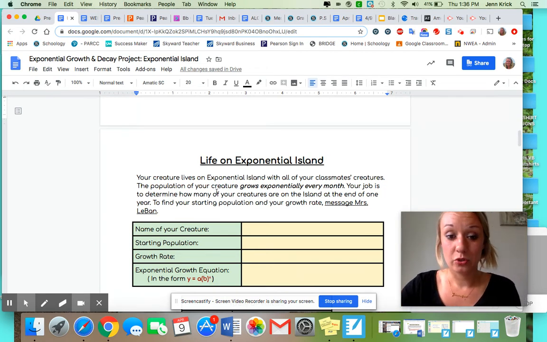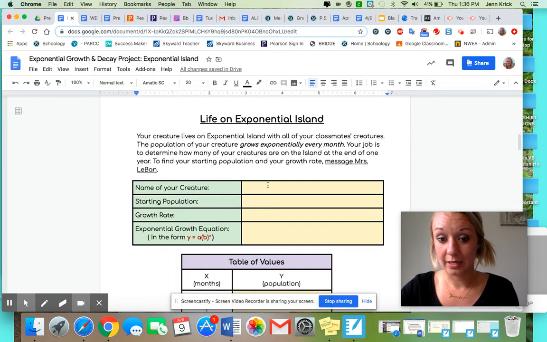All right, so to get started, notice that there are yellow boxes, so I should be putting in text here. Step 1, name your creature. This is me. I'm going to say Scott Levan. Starting population and growth rate: you need to message me to get that. There are different populations and different growth rates for every single person in class. So to get your starting population and your growth rate, you need to message me. You can't do anything in the project without that.